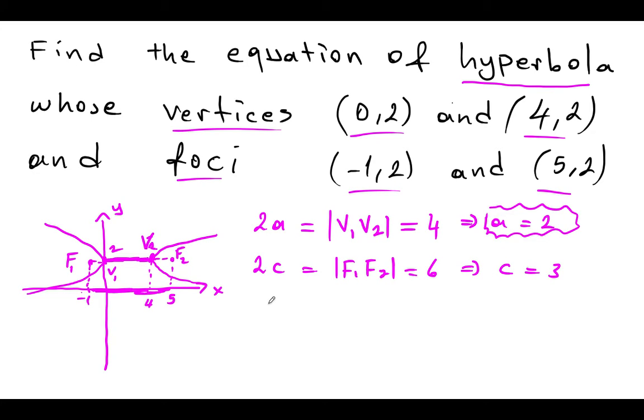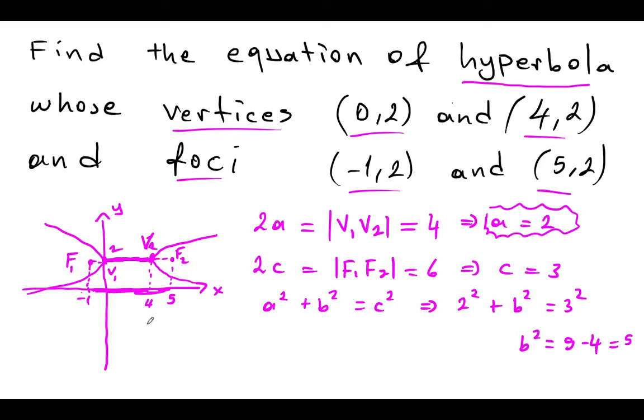For the hyperbola, we know that a squared plus b squared is equal to c squared. It means that 2 squared plus b squared is equal to 3 squared. So b squared is equal to 9 minus 4, which is 5.